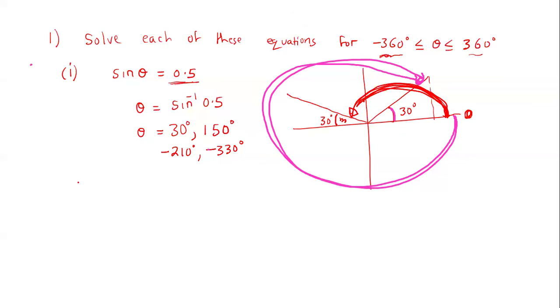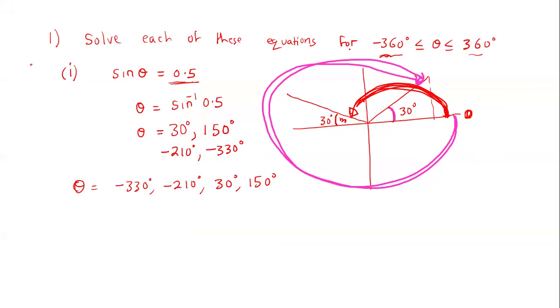And therefore, when we are writing our values for theta, we shall write them in order. So I will start with negative 330 degrees. I go to negative 210 degrees. I go to 30 degrees. And then I go to 150 degrees. Now these are the values.